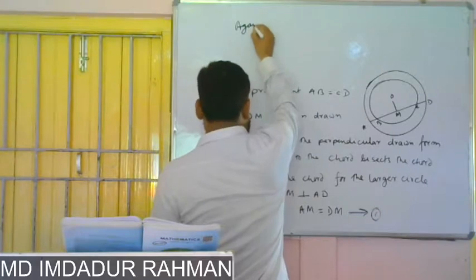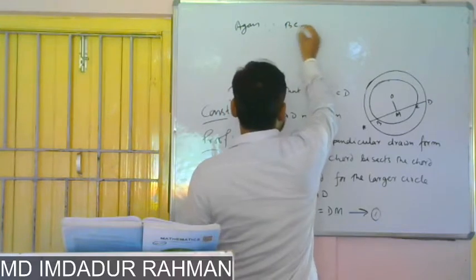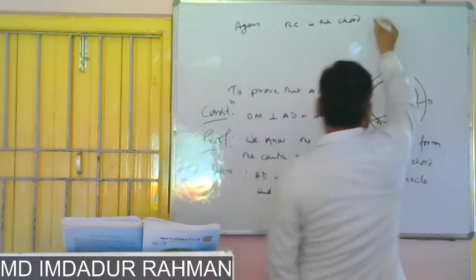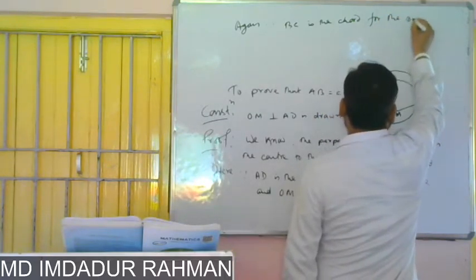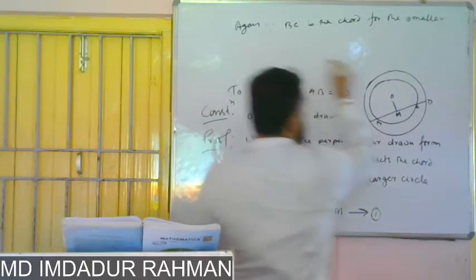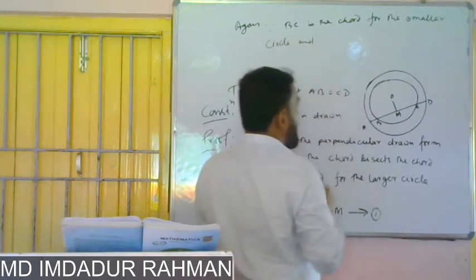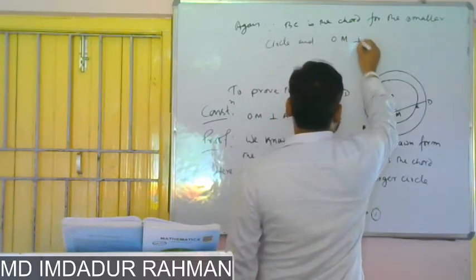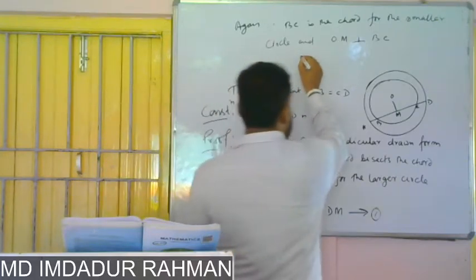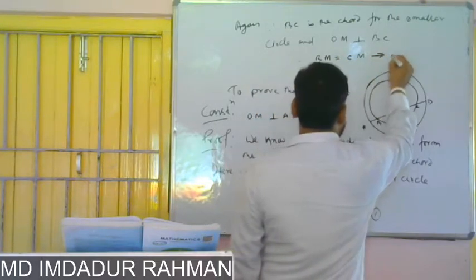Again, since BC is the chord for the smaller circle, and OM perpendicular to BC, then we can write therefore BM is equal to CM. Equation number 2.